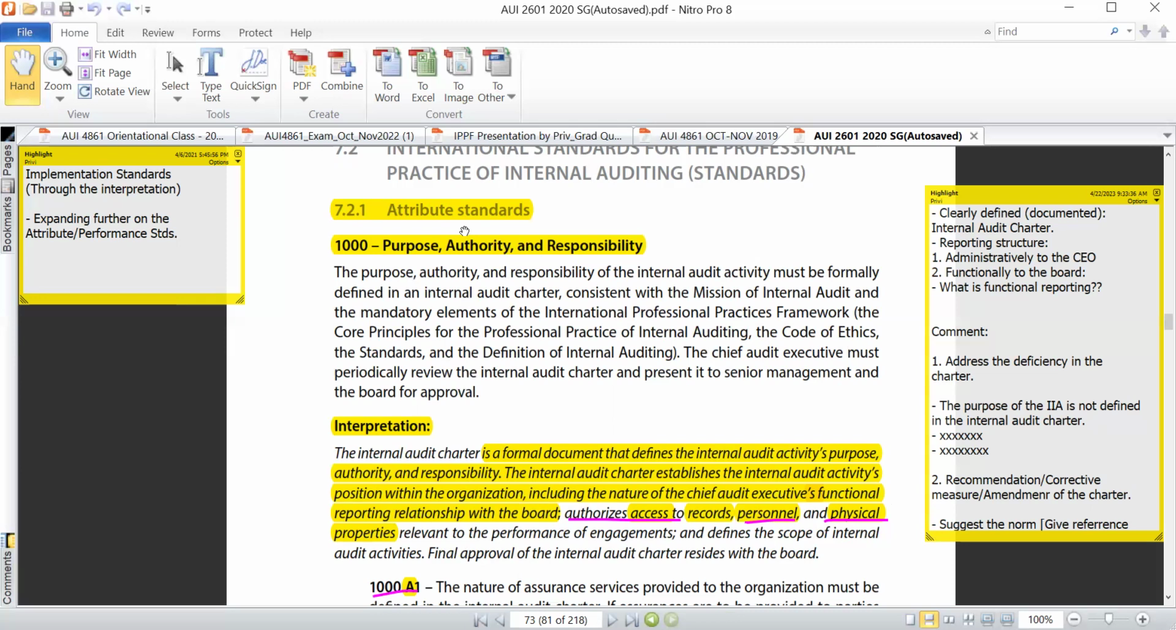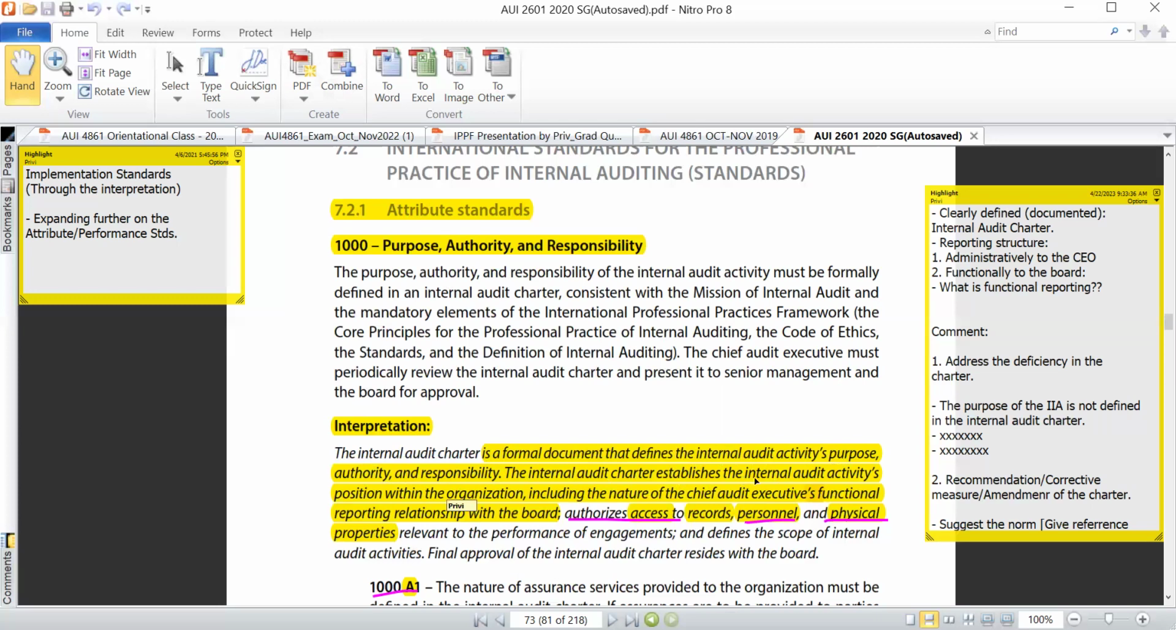So you discover, for instance, with organizations that have an internal audit as a department or as a division, the department itself for the internal audit ought to have what we call an internal audit charter. I'll explain what the internal audit charter is. It's basically a formal document which defines the internal audit activity's purpose, authority, and responsibility.